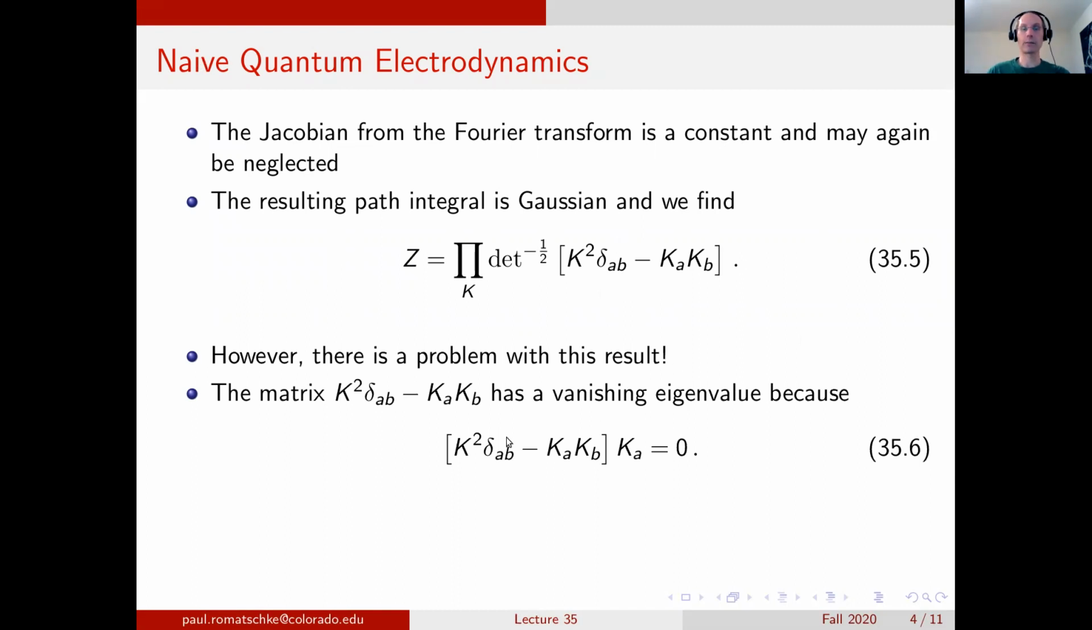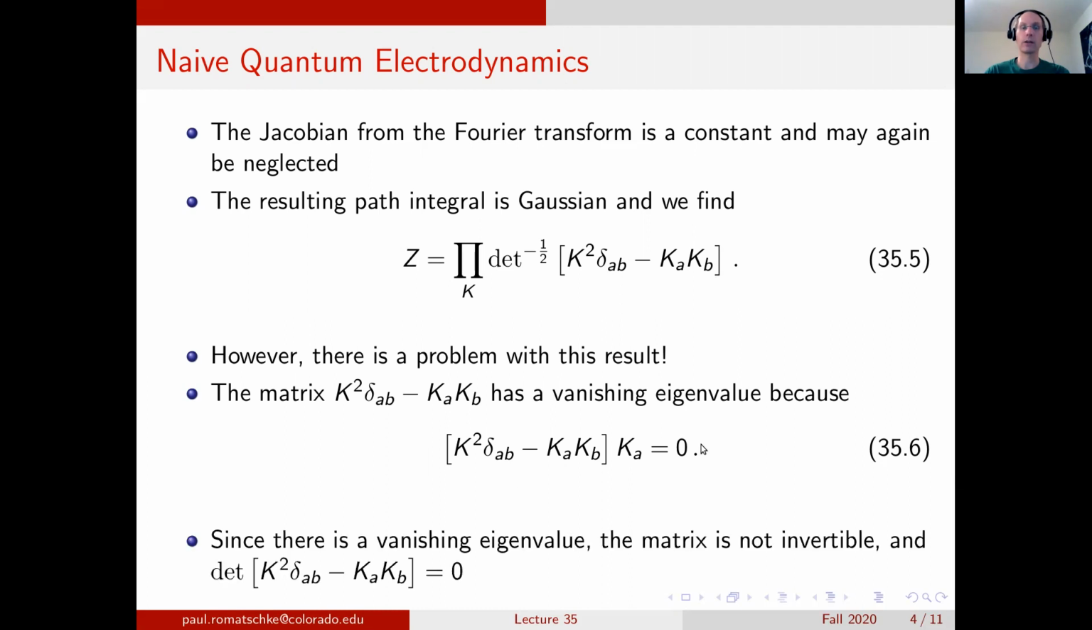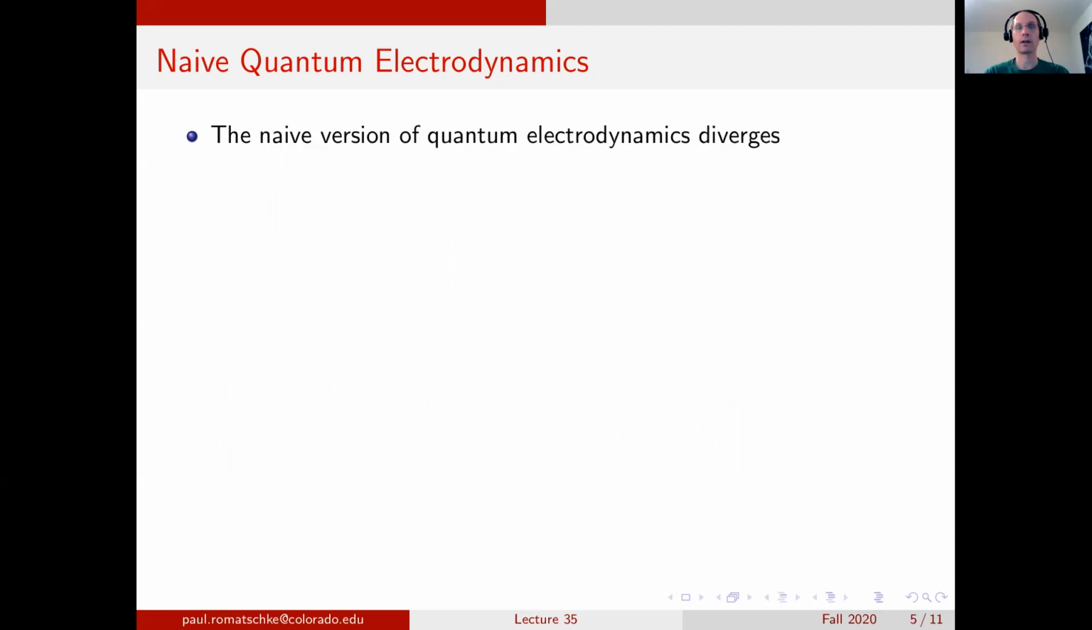You can verify this explicitly by noting that if we take the matrix and we look at the contraction with respect to the vector k_A, this just vanishes because delta_AB k_A is k_B, and k_A times k_A is k squared, so that just cancels. So we get that this matrix has at least one vanishing eigenvalue, and if it has one vanishing eigenvalue, then the matrix is not invertible. The determinant of this matrix is 0, and we cannot take the determinant to the minus 1/2 power for the partition function Z. The naive version of quantum electrodynamics that we try to write down diverges.